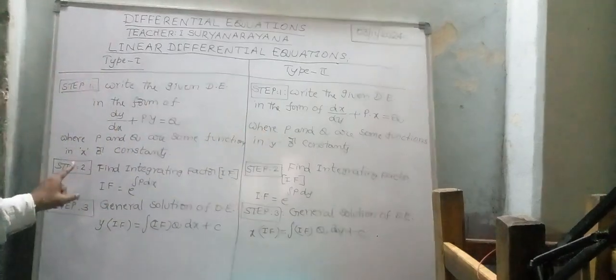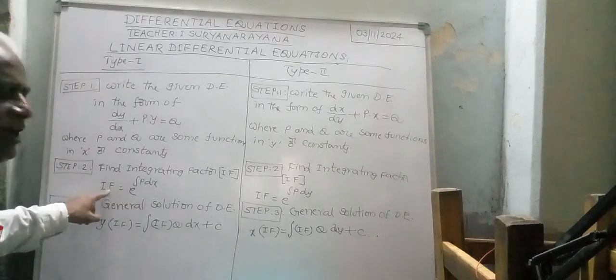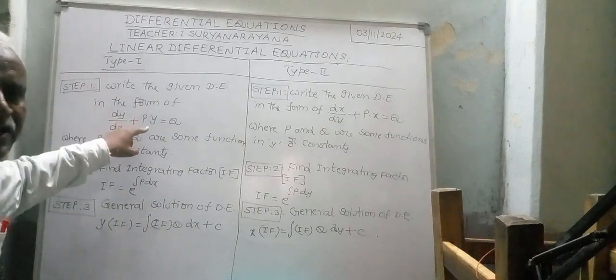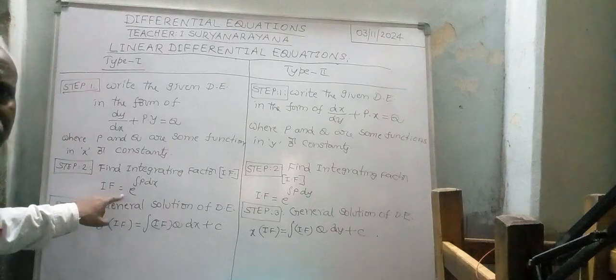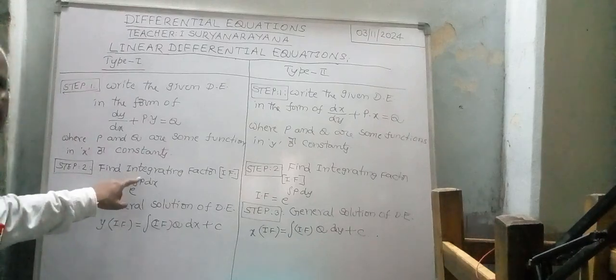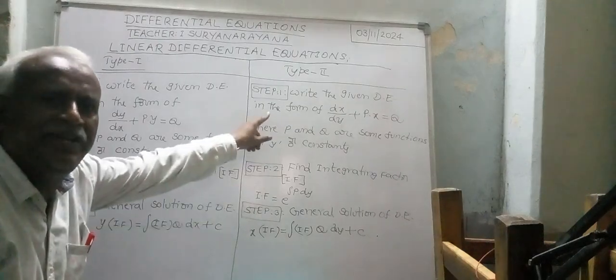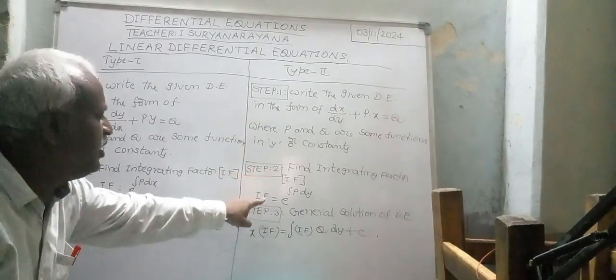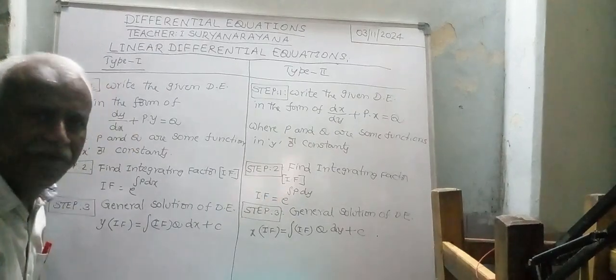And the second step, we have to find the integrating factor. In short form, we write IF. For this type of linear differential equation, the integrating factor is e power integral p dx. Whereas in the second type of linear differential equation, the integrating factor is equal to e power integral p dy.